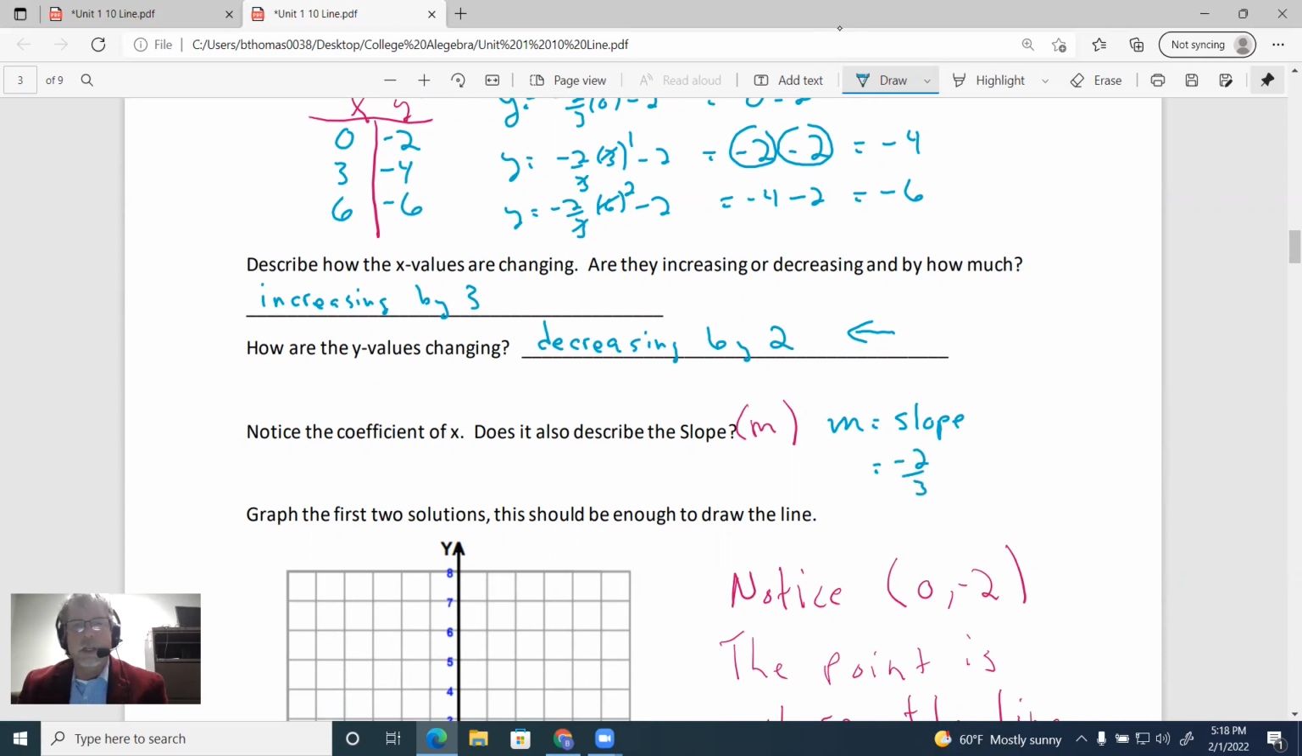So what we pick up on as a shortcut, I really don't even have to make a table. I can actually identify the slope by just identifying the coefficient of the x of -2/3.